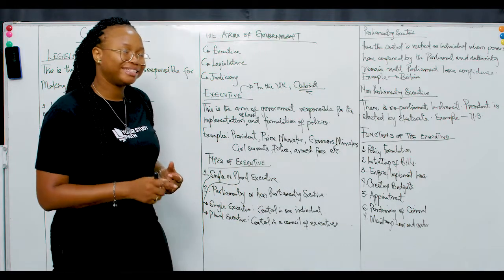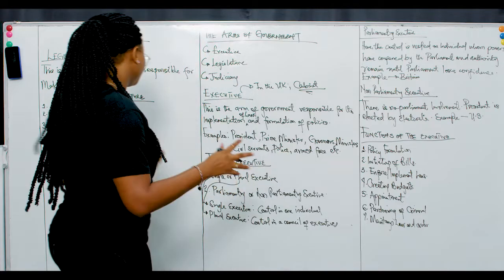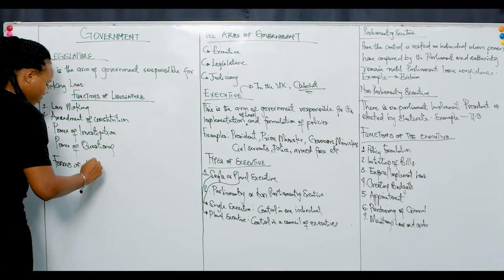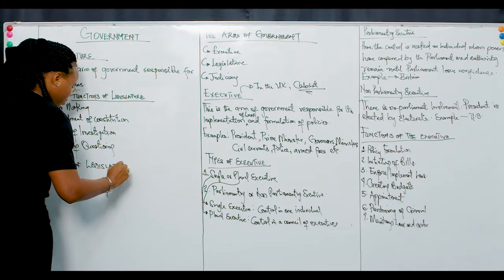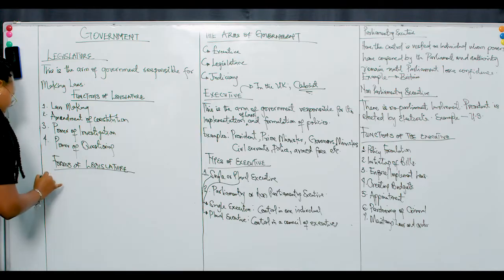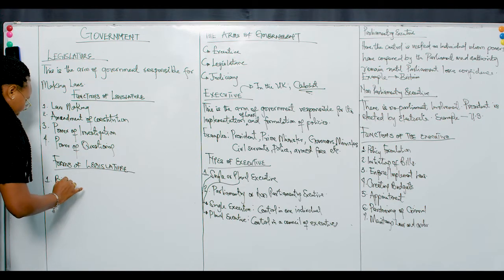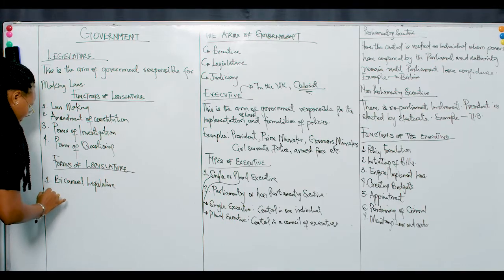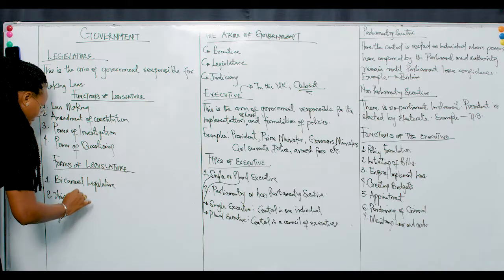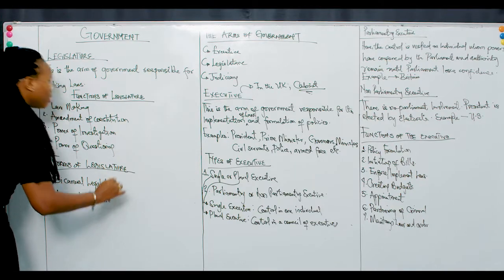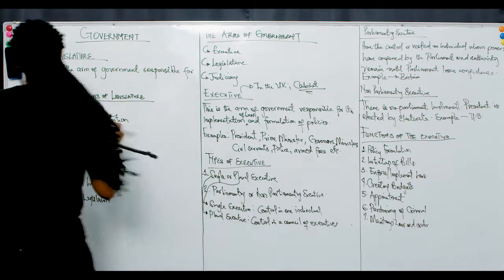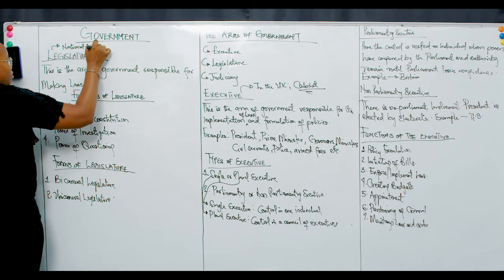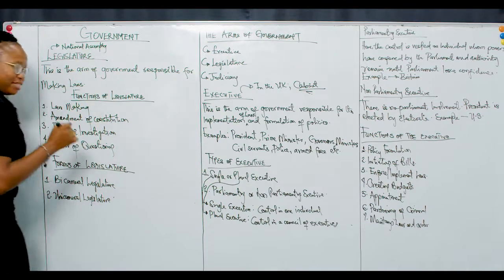In that vein, we need to look at the various forms of legislative body. So we have the forms of legislature. There are two in number. We have one, the bicameral legislature, and then we have the unicameral legislature. Please note, here in Nigeria, the legislative body is known as the National Assembly.